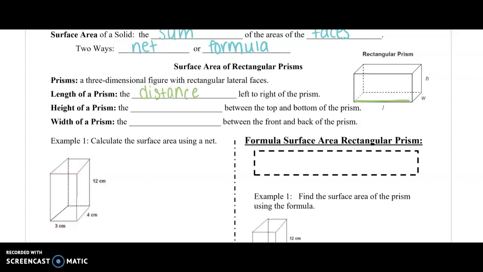Okay? The height of a prism is the distance between the top and the bottom. Keep thinking of a box. And then the width of the prism is the distance between the front and the back.